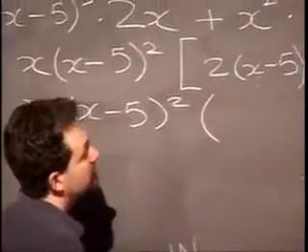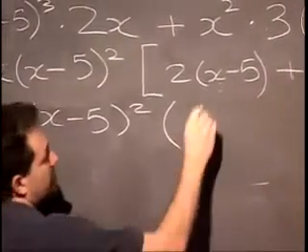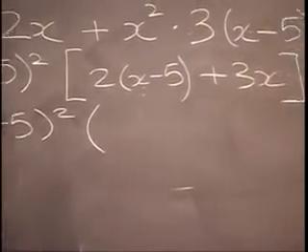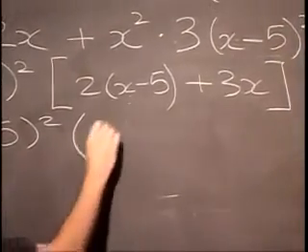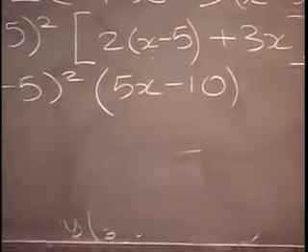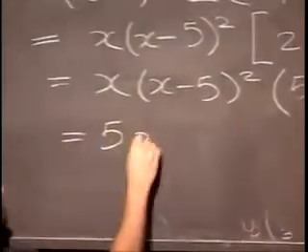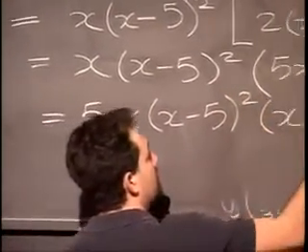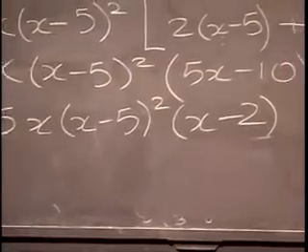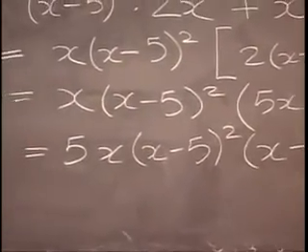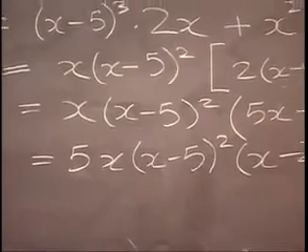So now, actually, this gives us the complete factorization. 2 times x minus 5, well, that's 2x minus 10. And plus 3x, so it's going to be 5x minus 10. And actually, I'm going to pull out the 5. And you get this: 5x, x minus 5 all squared, rather, times x minus 2. So that's the derivative.